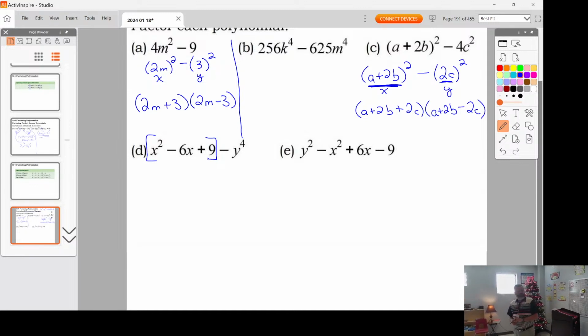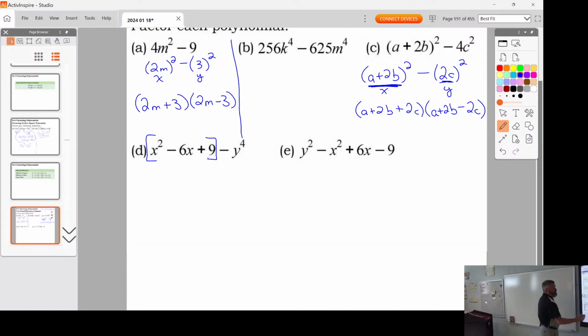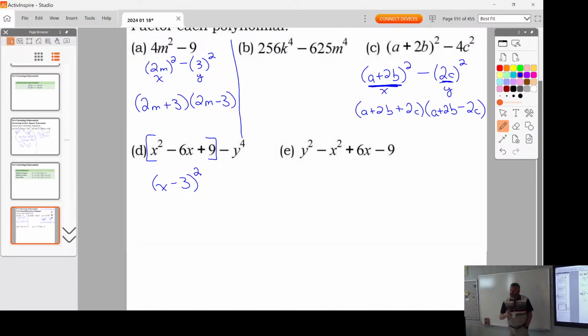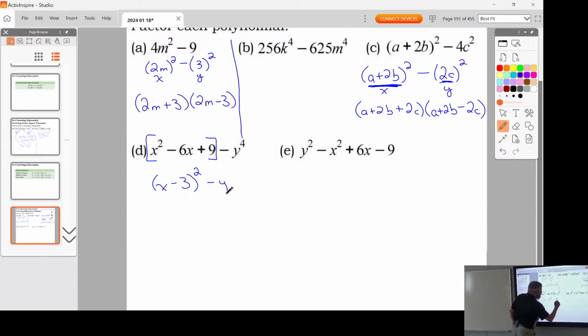Does that factor? Does x squared minus 6x plus 9 factor? Yes, it does. What does it factor into? (x minus 3) squared, right? x squared's a perfect square. 9's a perfect square. Right? Middle term's 3 times x doubled, but it's negative. Minus y to the 4th.